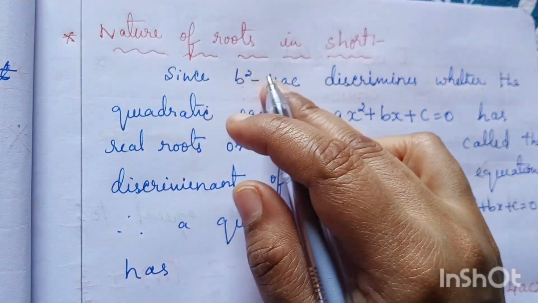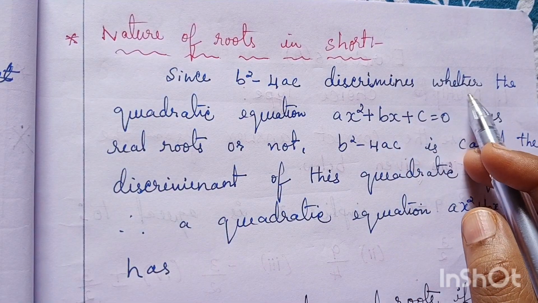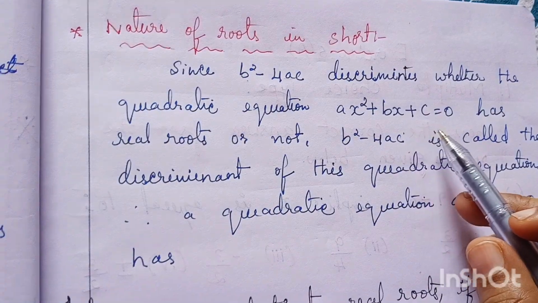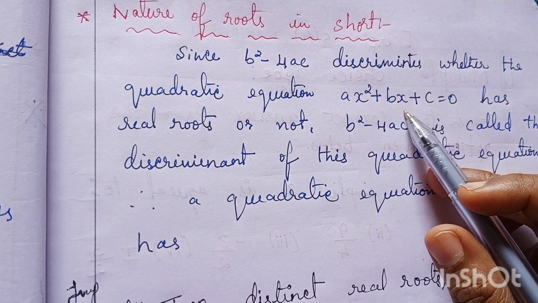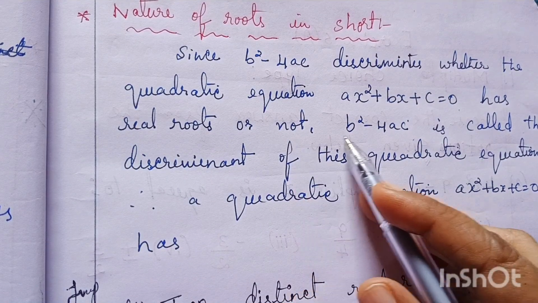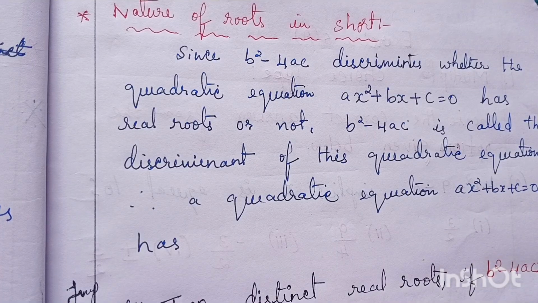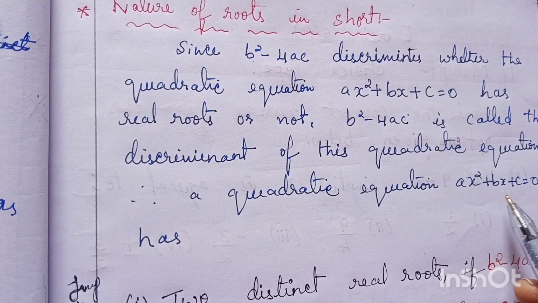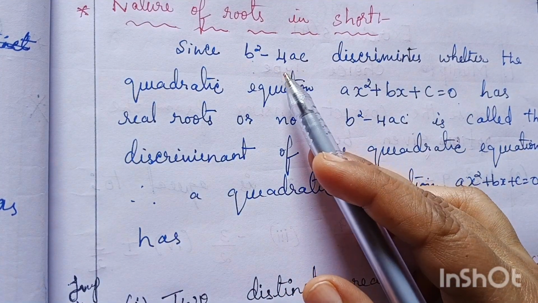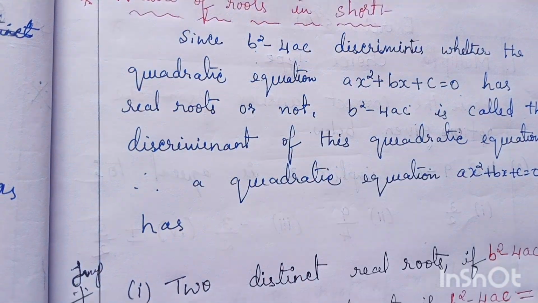So here, nature of roots in short. Since b square minus 4ac is the discriminant, whether the quadratic equation ax square plus bx plus c is equal to 0 has real roots or not. And b square minus 4ac is called the discriminant of this quadratic equation. Okay, d is equal to b square minus 4ac, whether it is equal to 0 or not equal to 0 or anything, it is called the discriminant of the quadratic equation.